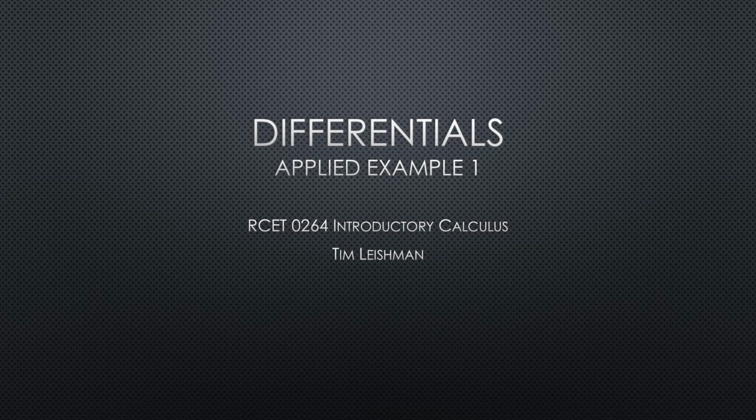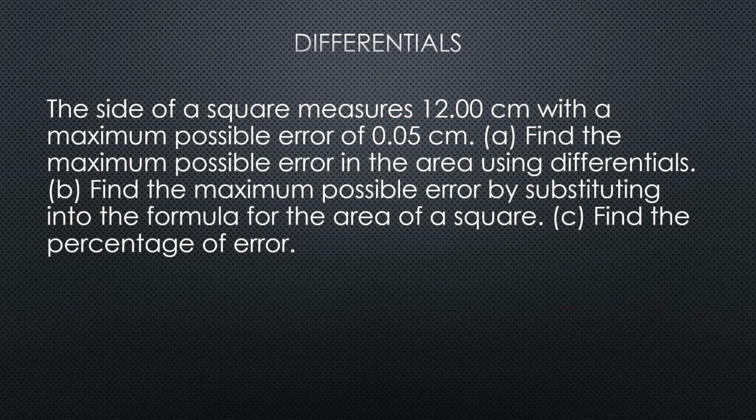Welcome to Differentials Applied example number 1. All right, here's our problem. The side of a square measures 12 centimeters with a maximum possible error of 0.05 centimeters. A, find the maximum possible error in the area using differentials. B, find the maximum possible error by substituting into the formula for the area of a square. And C, find the percentage of error.